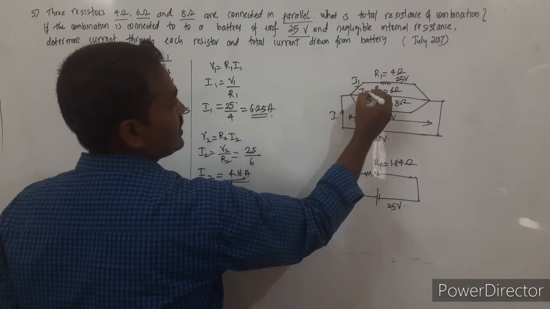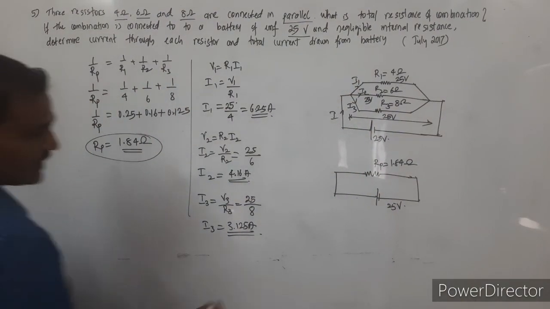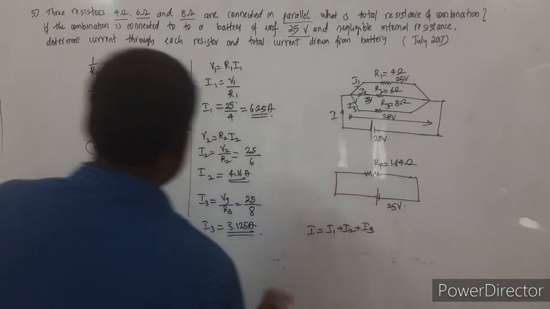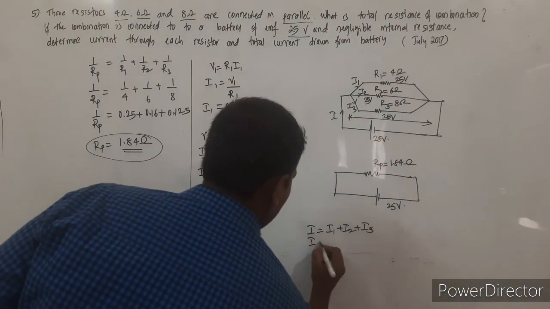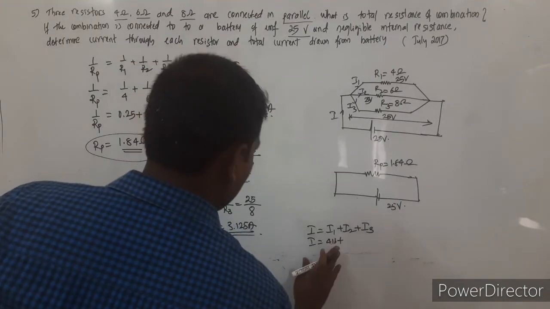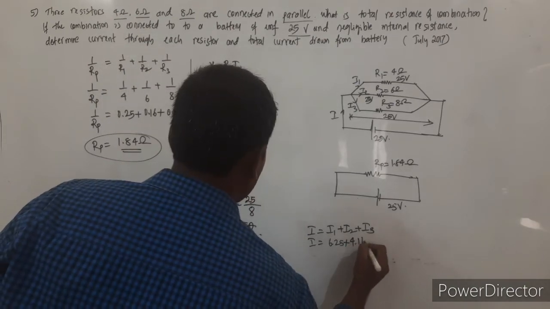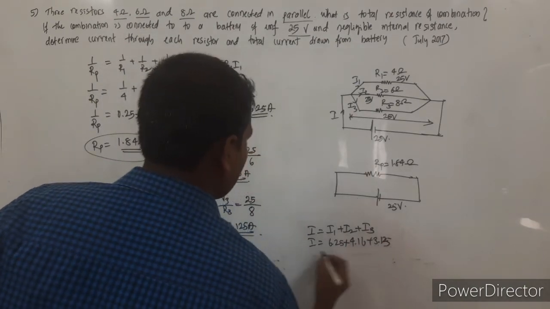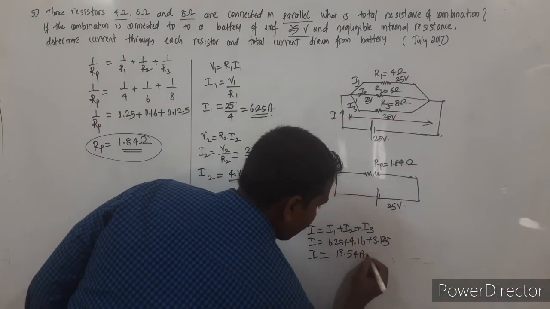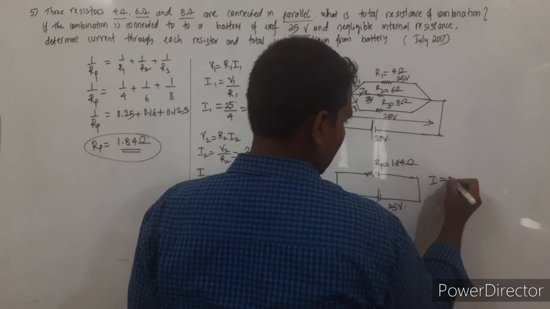Okay, so I have three values of currents here. This is I1, this is I2, this is I3. The net current will be the sum of all these currents. So I can write I is equal to I1 plus I2 plus I3, that is equal to 6.25 plus 4.16 plus 3.125. After calculating this, I get 13.54 amperes.